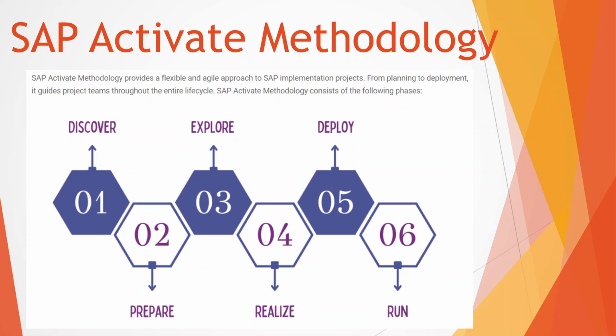So we will now talk about the SAP Activate methodology, which is used for SAP S4 HANA implementation projects. Basically it has 6 steps: discover, prepare, explore, realize, deploy, and run. This is the SAP recommended methodology for any S4 HANA Greenfield implementation project.